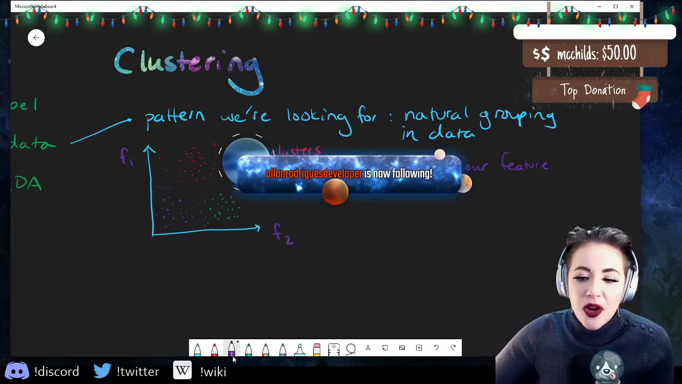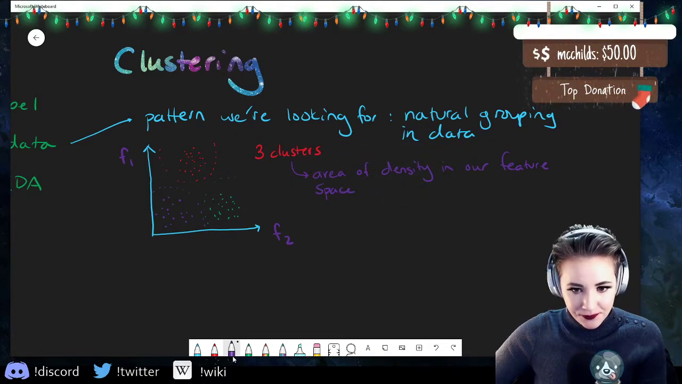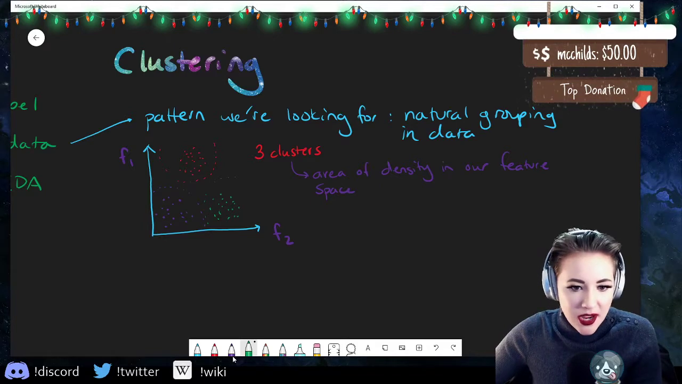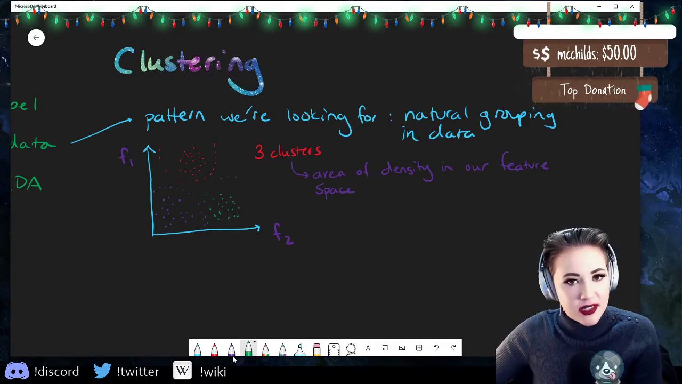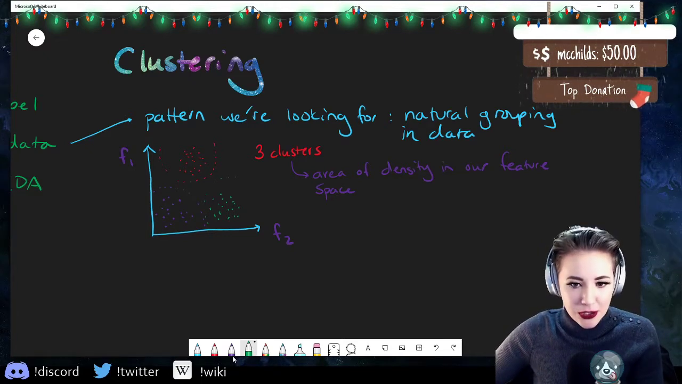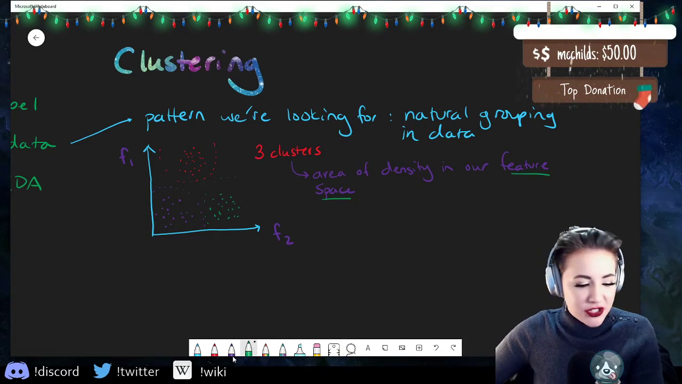So area of density, what do these words actually mean? Let's translate this, because this is my favorite thing, and this isn't just because I used to be a linguist. I love to translate the complicated stuff and make it simple. So let's do that with this definition. A cluster is an area of density in our feature space. So let's start with feature space. What is a feature space?